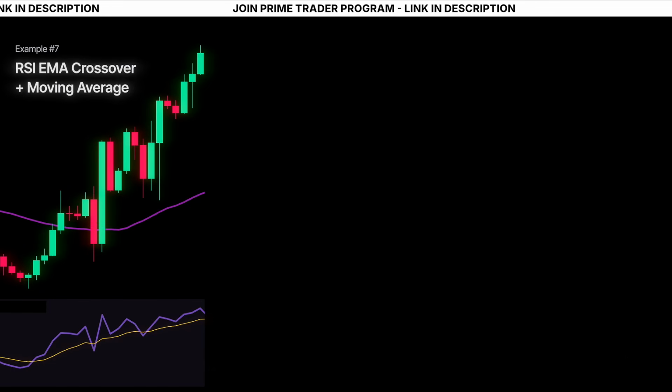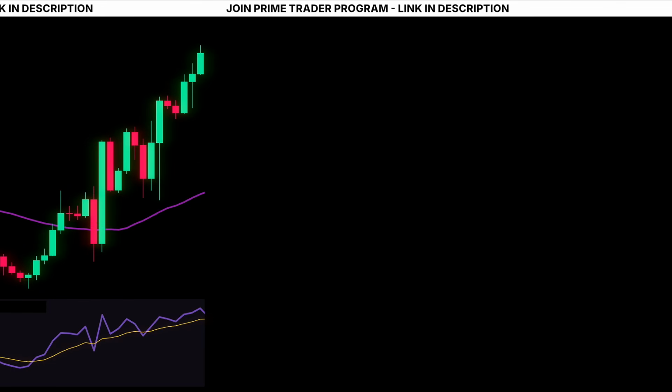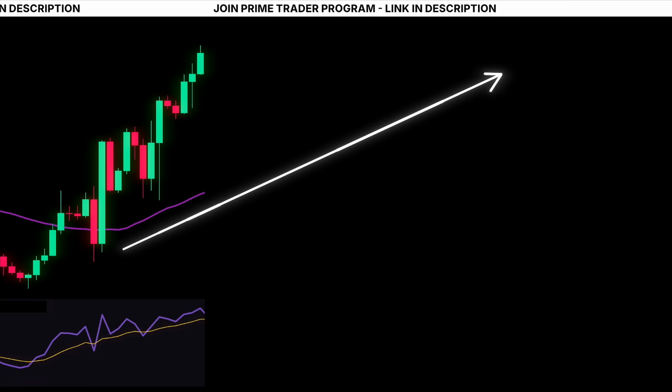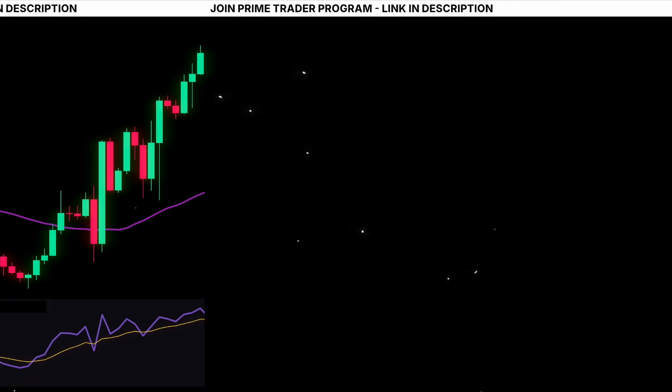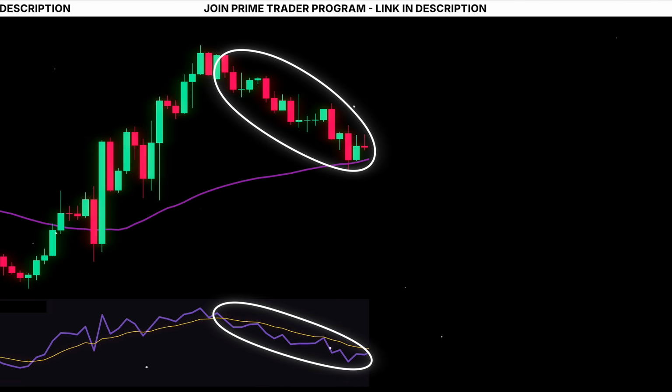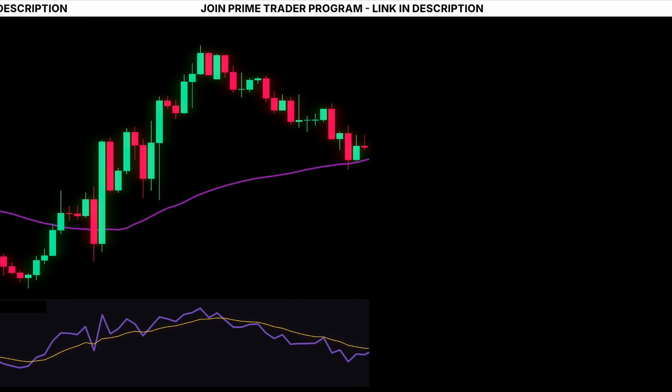Here we combine the RSI EMA Crossovers setup with the moving average. We see that the price was trading above the 50 moving average, and the moving average was sloped upwards. This is a sign that the price was in an uptrend. Then the price pulls back to the moving average, and the RSI moves below its moving average. When the price touches the 50 moving average, we expect it to find support and make an up move.